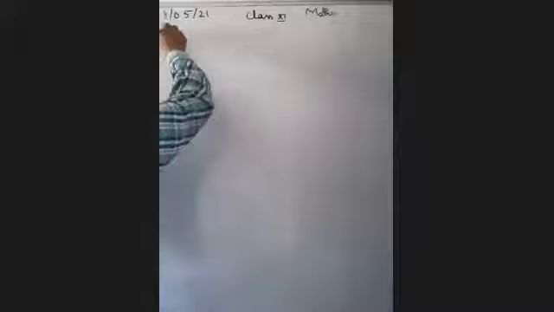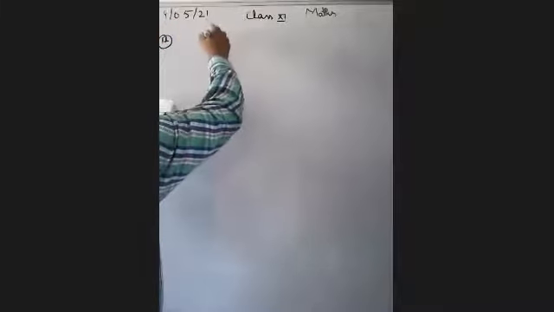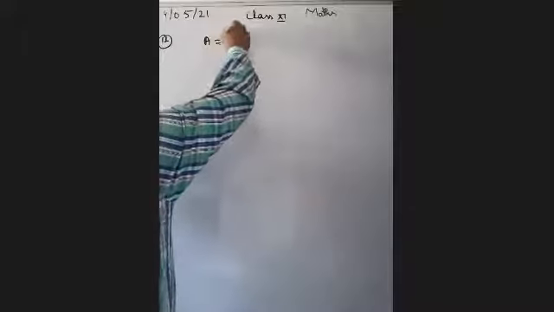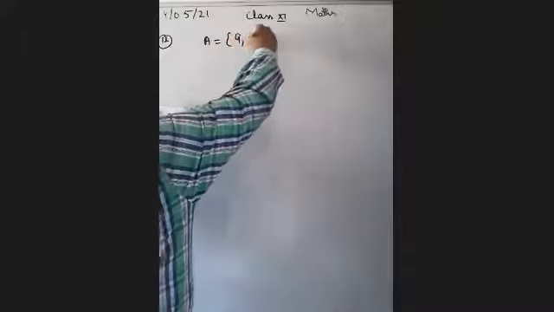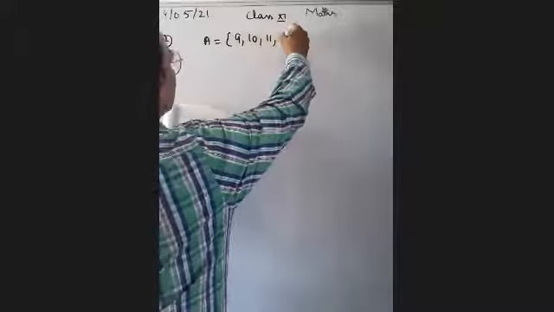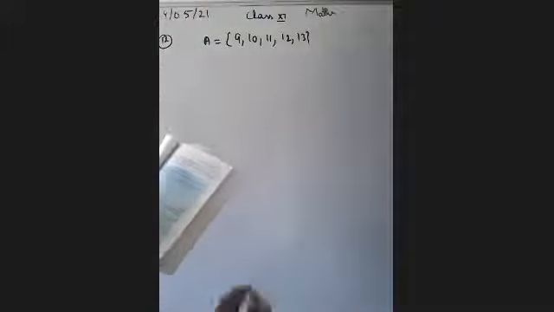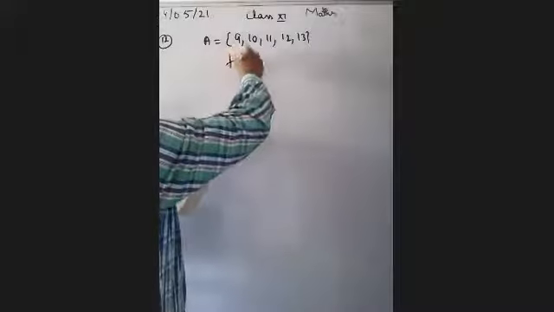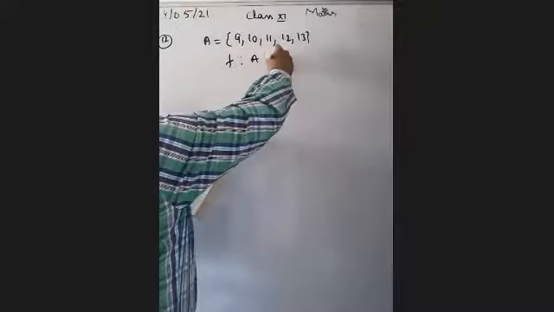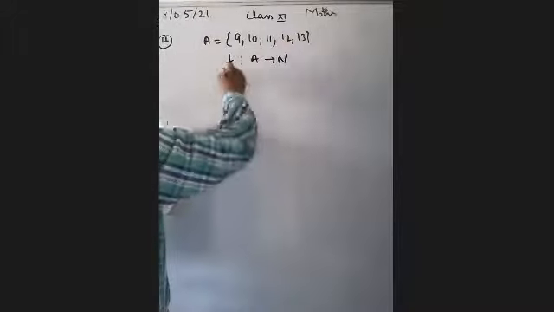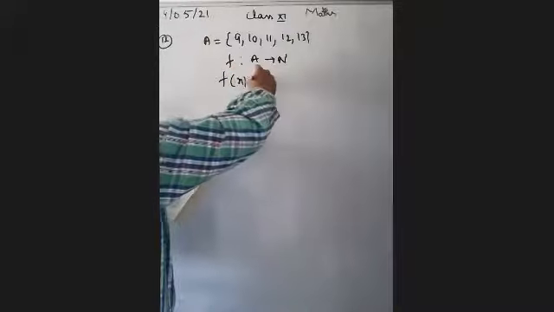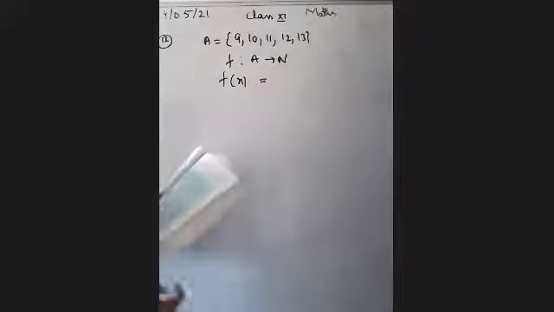देखिए, question number 12 है आपका। A = {9, 10, 11, 12, 13}. f: A → N, मतलब f such that A to N, यानी कि N का मतलब है codomain is a natural number. f(n) equal to the highest prime factor of n.